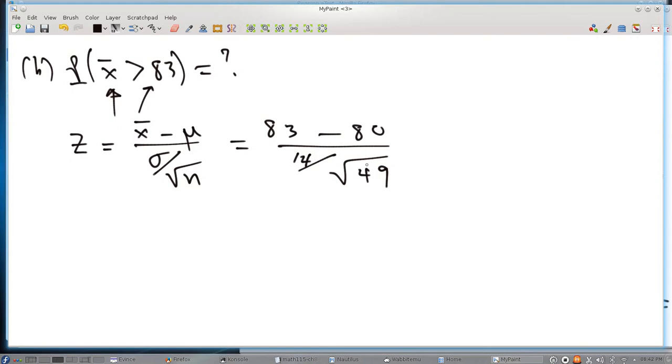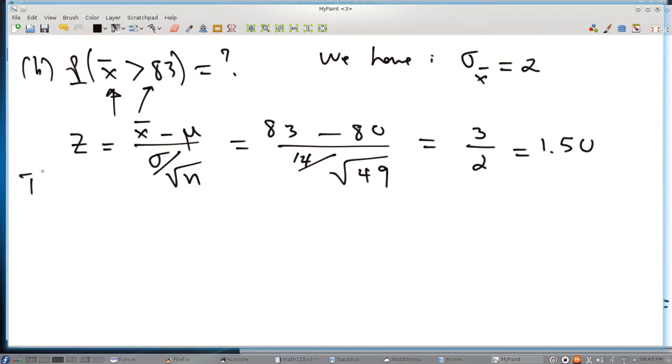Okay, so basically we found this already. In fact, we don't have to recompute this, because we found earlier that the standard deviation of the sample mean was 2. Okay, and that was because you have 14 divided by square root of 49, which means 14 divided by 7 equals 2. So you basically have a 3 over a 2, or 1 and a 1/2, 1.50 to be exact.